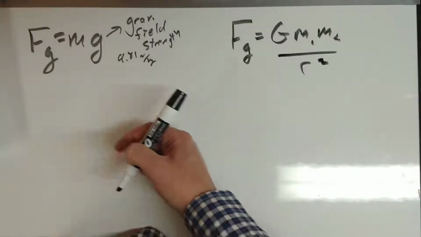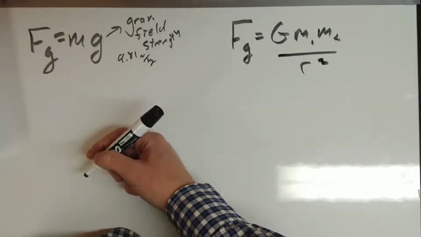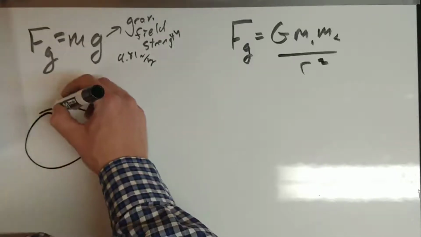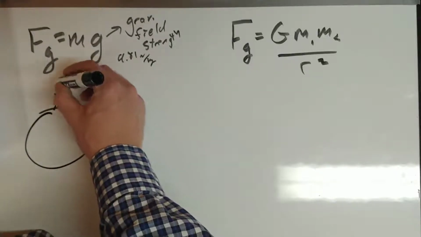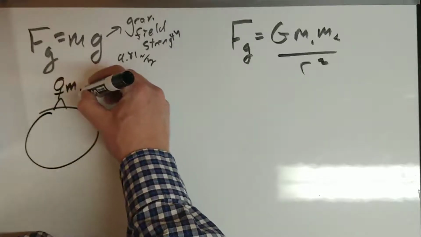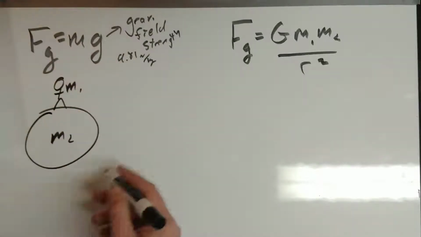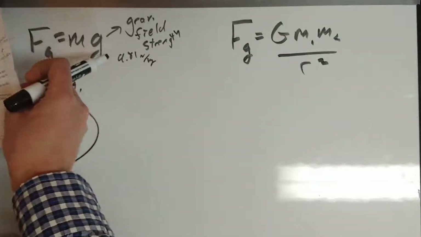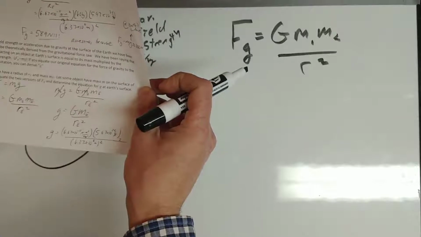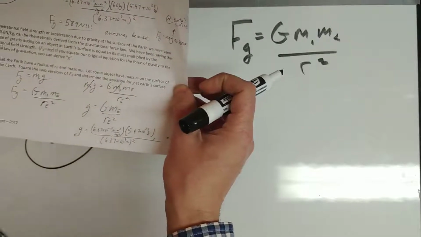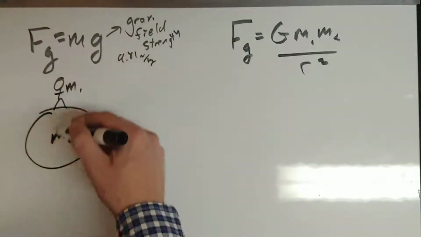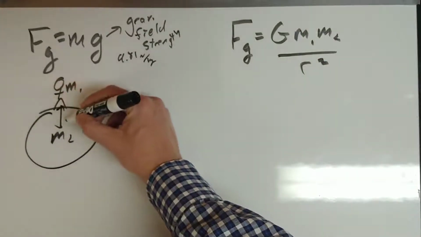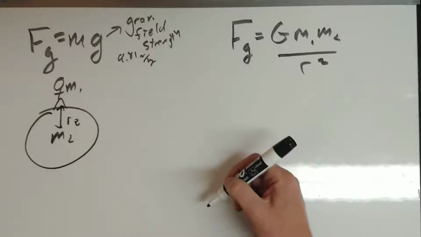Well, if I look at a person, let's say we have the Earth, and some person standing on the Earth, the person is M1, the Earth is M2, which we talked a little bit about in yesterday's assignment. I believe that was number 3, the last one we just did. So M1 and M2 attract. The distance between them is the radius of the Earth.